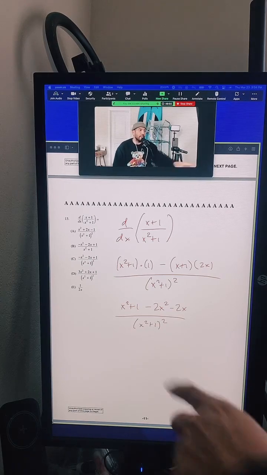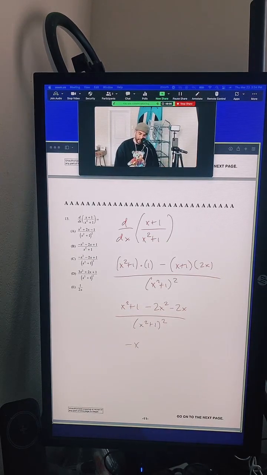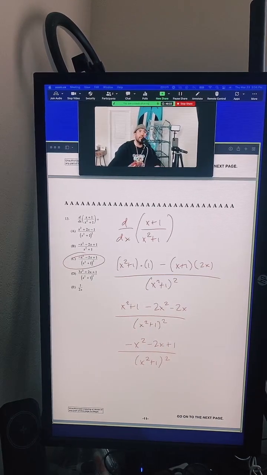And let's just simplify these things. We have an x squared and a minus 2x squared. That's a negative x squared minus 2x plus 1. Looks like nothing else is going to cancel out. And it looks like the answer is going to be C. Low D high minus high D low over low low. Always, that's the same.